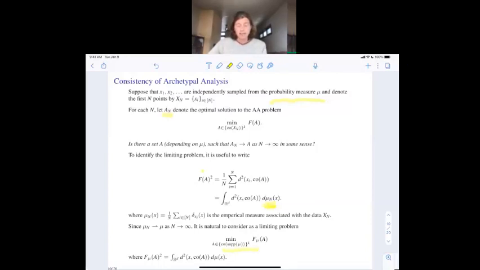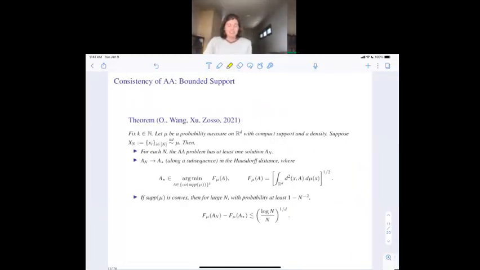My A of n are going to converge to this A. At least that's the hope. That would be the consistency result. And so this is exactly what we can prove. So I want to first address the case when mu has bounded support.